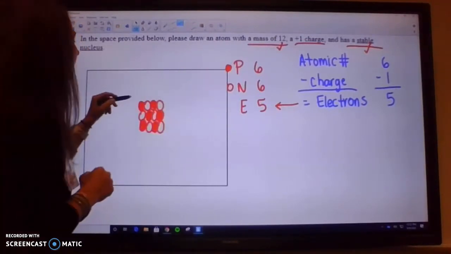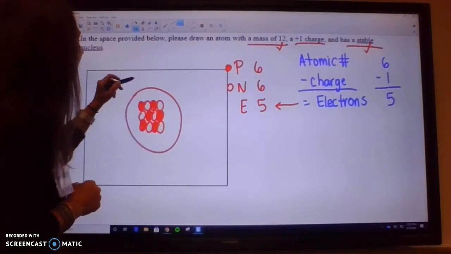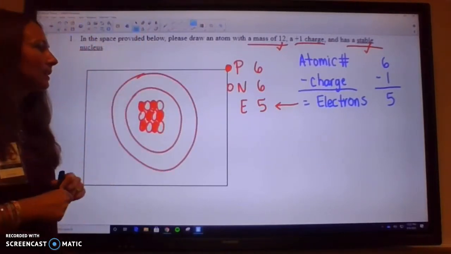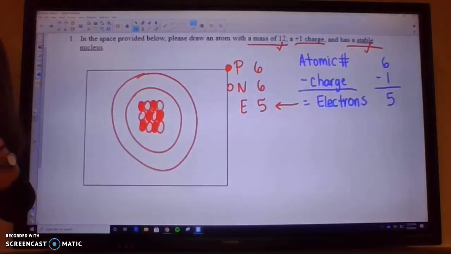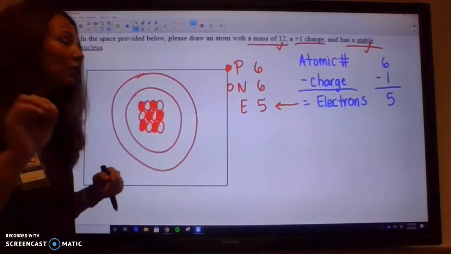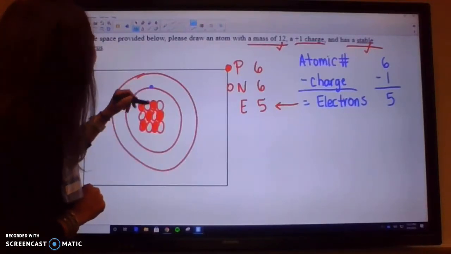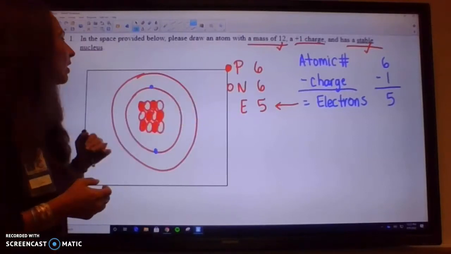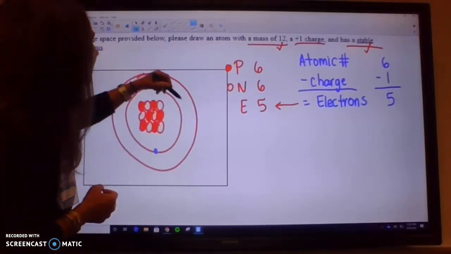Okay, so then for electrons, we need 5 electrons. That means we're going to need 2 rings. And how many electrons go on the first ring? So that's a really picky thing that I'm going to be making sure about. So if you have 2 electrons, you just do it like that. And then we have 3 more electrons. They're going to go on the next ring.